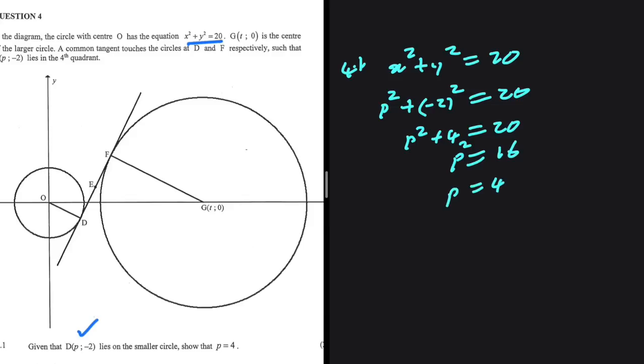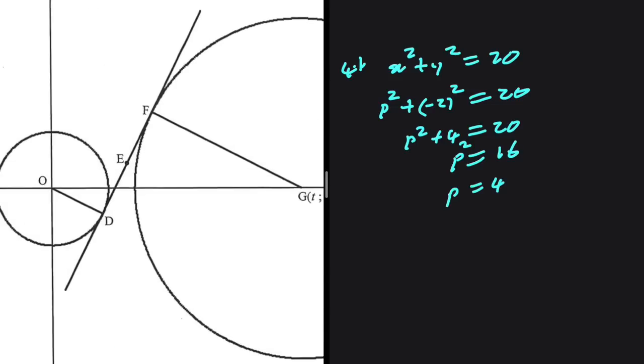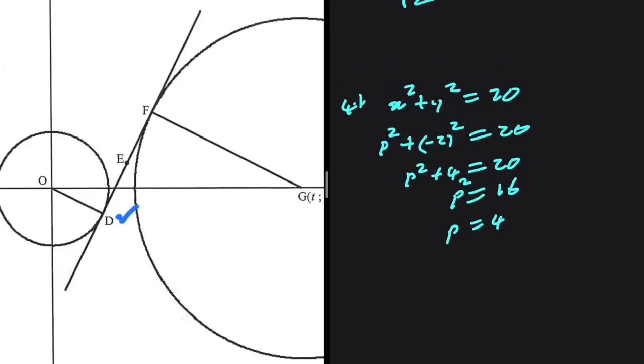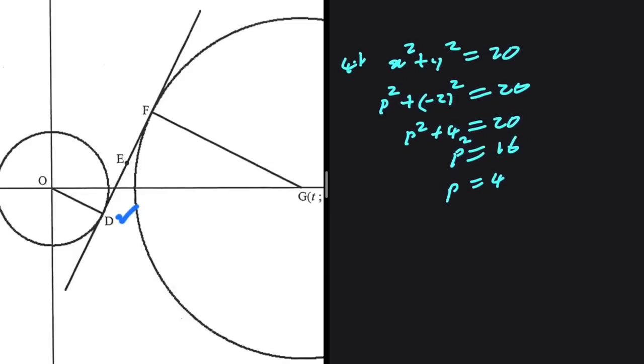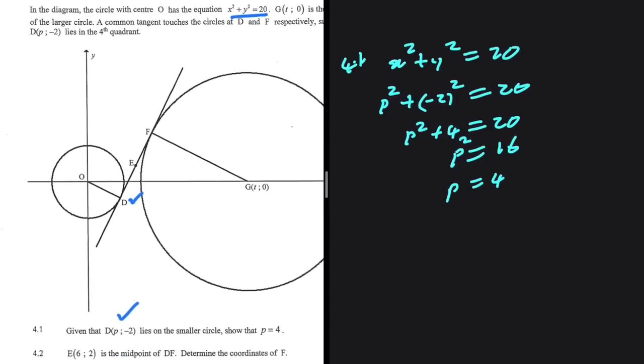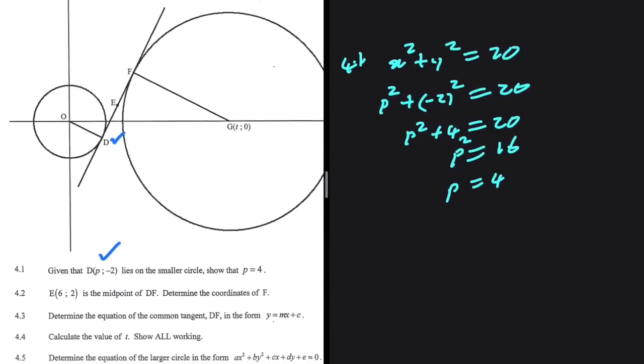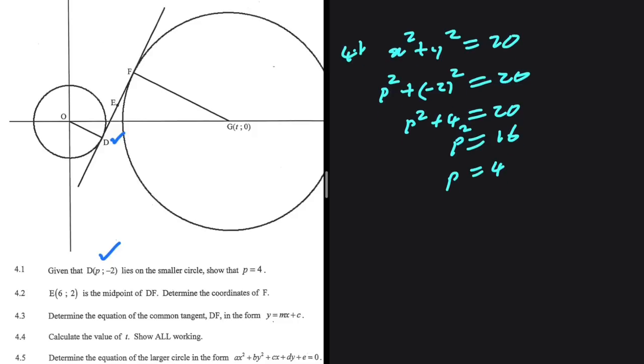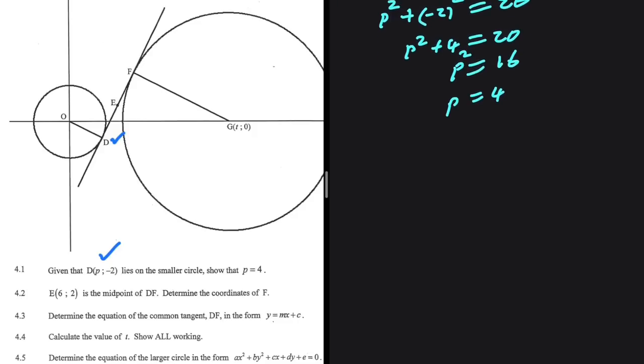Okay, P can be equal to 4 or -4. But as we can see, the x value of D should be positive. So that's why we're saying that P is equal to +4 and not -4. No trickery there whatsoever, just basic stuff. Let's take a look at 4.2.